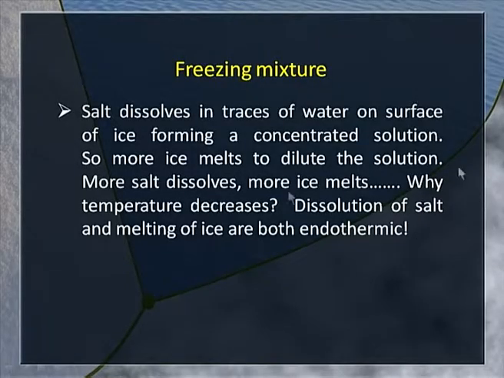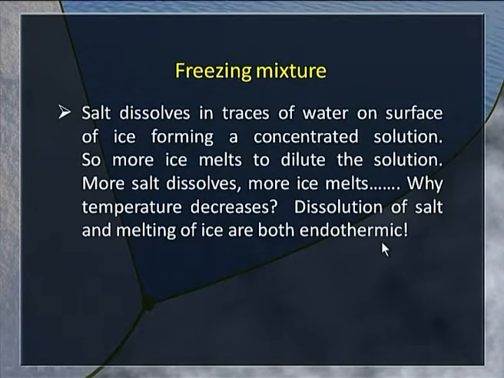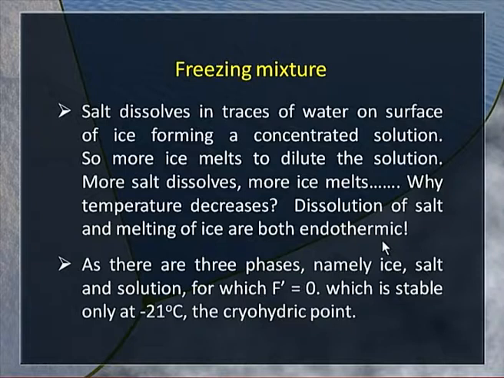That means we have melting of ice, dissolution of salt, melting of ice, dissolution of salt. This process continues. Why does temperature decrease? Dissolution of salt and melting of ice are both endothermic processes. As there are 3 phases, namely the ice and salt, which are both solids, and the solution in equilibrium, the number of degrees of freedom is 0. This 3-phase system is stable only at the temperature minus 21 degrees centigrade, which is the eutectic temperature or the cryohydric point in this case.